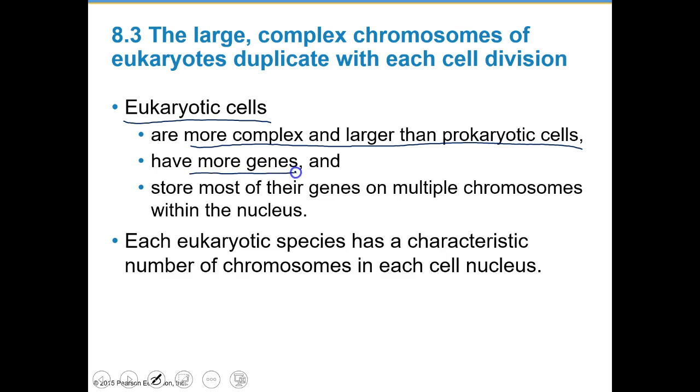They've got a lot more genes, and they store most of their genes on multiple chromosomes within the nucleus. And most of our cells will have about 46 chromosomes, though it can range from species to species. Each eukaryotic species has a characteristic number of chromosomes in each nucleus. I got ahead of myself. We as humans have 46.